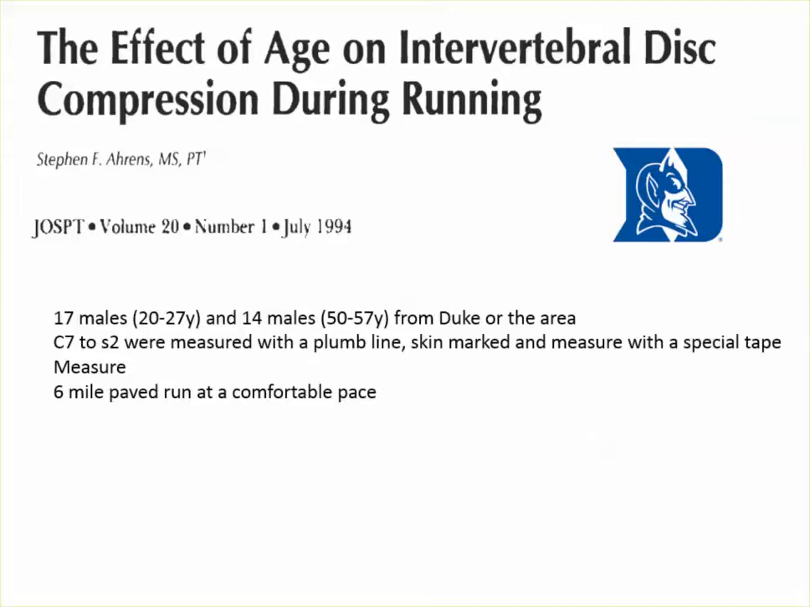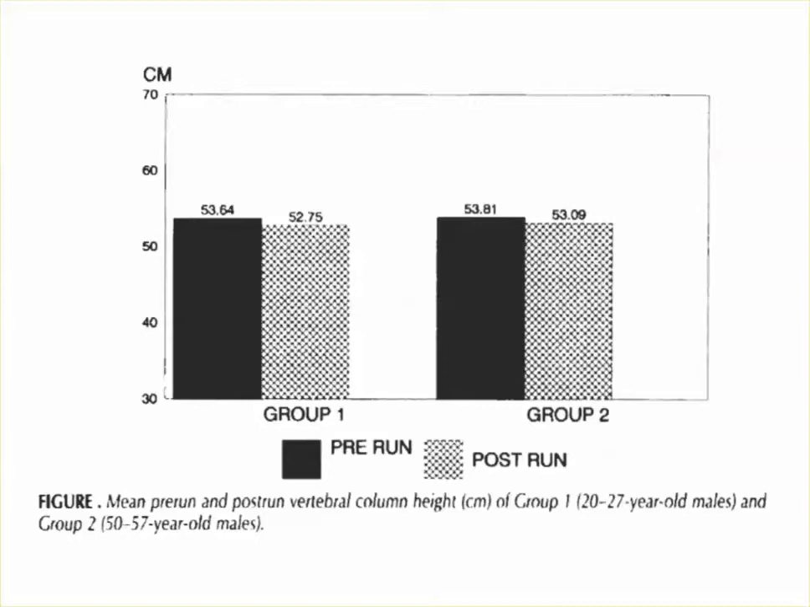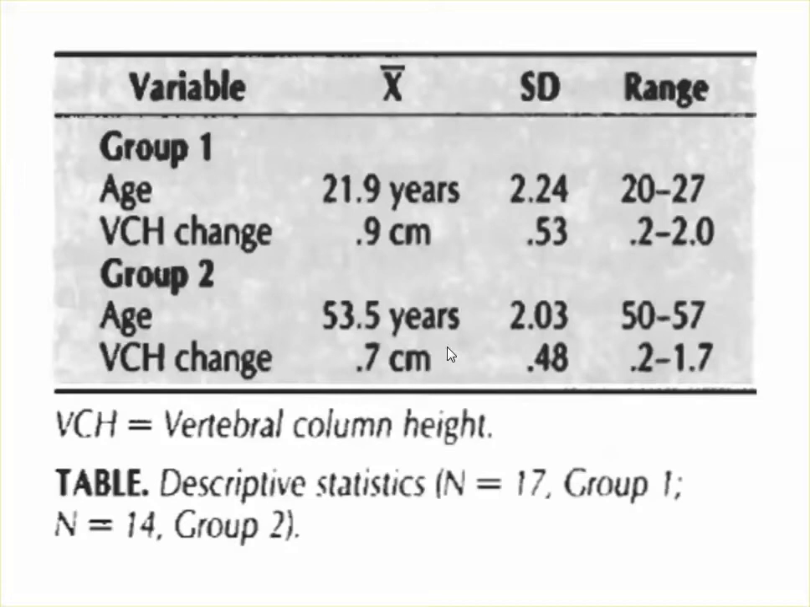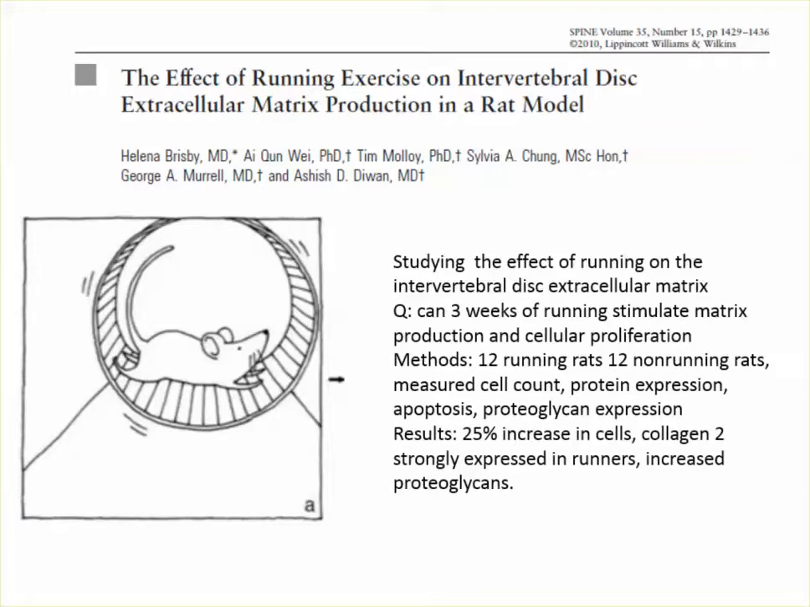And they measured from C7, you can feel C7 down to S2. They marked it on the skin. They measured it with a plumb line. And they measured it before and after they ran. And they found that both lost the same amount of height, just under a centimeter. So the young man lost 0.9 centimeters and the older man lost 0.7 centimeters. So running decreases the height of your discs. So there's pressure. So any questions so far about running?